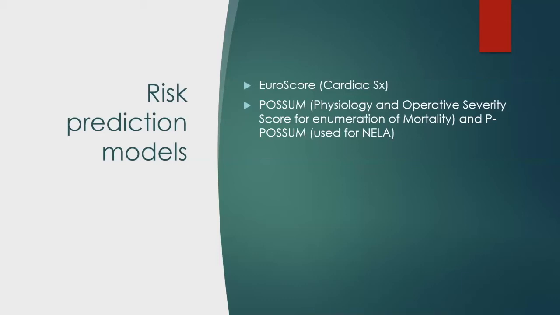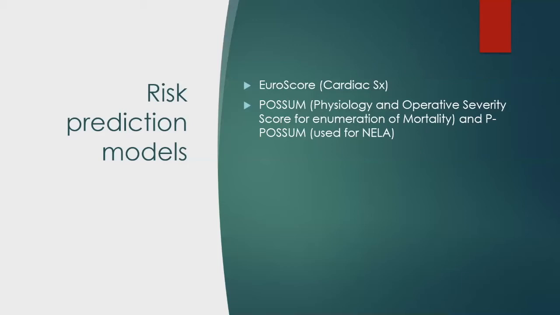Basically, you are taking the patient's physiological variables into consideration. At the same time, you are taking the operative severity into consideration. And adding them up, you are finding the mortality of your patients. So P-POSSUM is a variant of POSSUM. P stands for Portsmouth. Portsmouth is a city on the south coast of England. So they basically invented it. So we use it countrywide now.